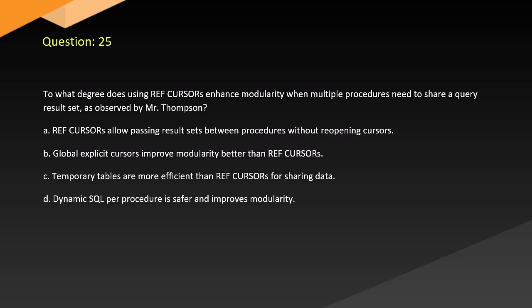Question 25. To what degree does using ref cursors enhance modularity when multiple procedures need to share a query result set, as observed by Easter Thompson? A. Ref cursors allow passing result sets between procedures without reopening cursors. B. Global explicit cursors improve modularity better than ref cursors. C. Temporary tables are more efficient than ref cursors for sharing data. D. Dynamic SQL per procedure is safer and improves modularity.